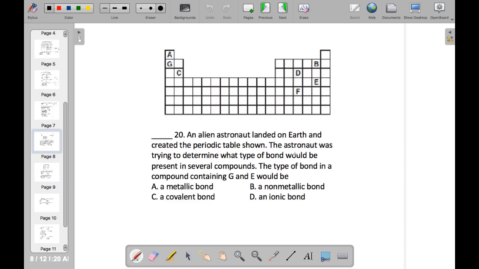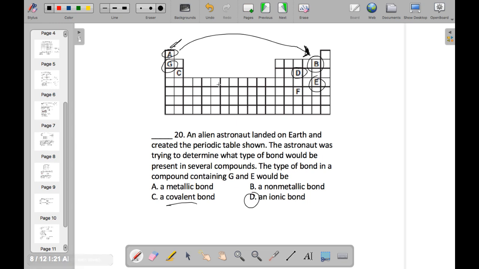An alien astronaut landed on Earth and created the periodic table shown. The astronaut was trying to determine what type of bond would be present in several compounds. The type of bond in a compound containing G and E would most likely be, well, we've been studying ionic bonding now for 2 weeks, so that's probably the answer, but why isn't it covalent? Covalent bonds happen between non-metals, so D and B would be covalent, D and E. This is basically a hydrogen. This could form a covalent bond with something over here, possibly. Although hydrogen is a little odd and it does weird things.